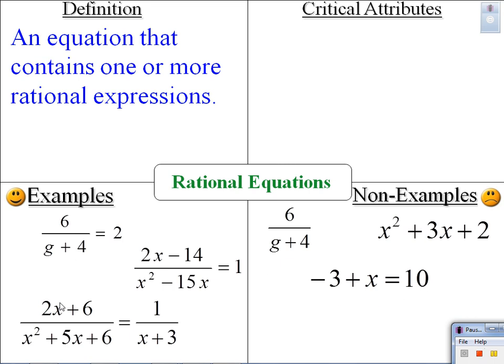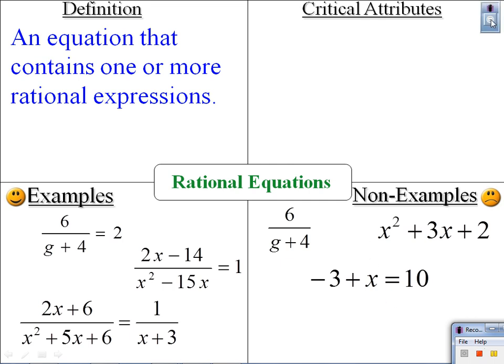Okay, look at these and look at this one. The definition says the equation that contains one or more rational expressions. Do you guys see a rational expression within this equation? No, that's why it's not a rational equation.